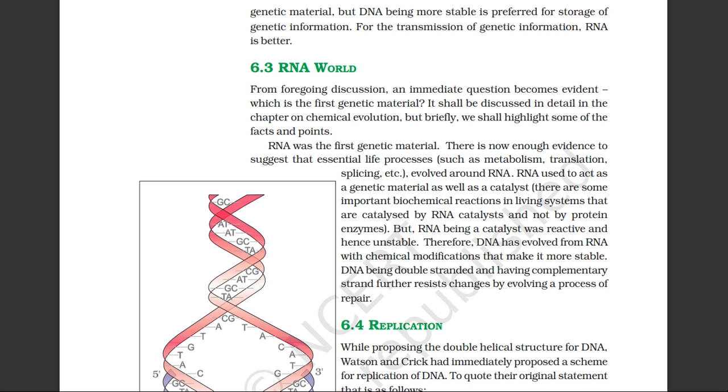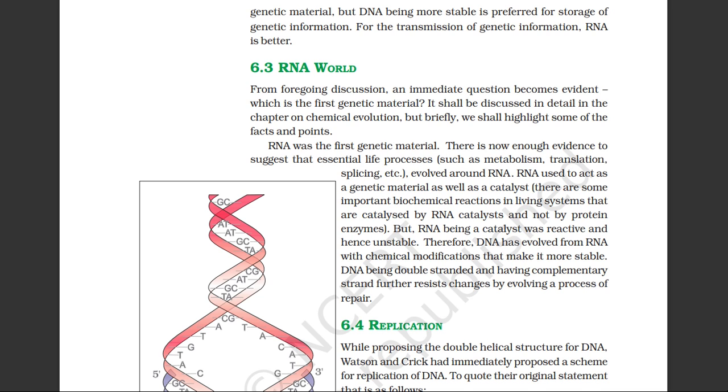6.3 RNA world. From the foregoing discussion, an immediate question becomes evident: which is the first genetic material? It shall be discussed in detail in the chapter on chemical evolution, but briefly, we shall highlight some of the facts and points. RNA was the first genetic material. There is now enough evidence to suggest that essential life processes, such as metabolism, translation, splicing, etc., evolved around the RNA. RNA used to act as a genetic material as well as a catalyst.